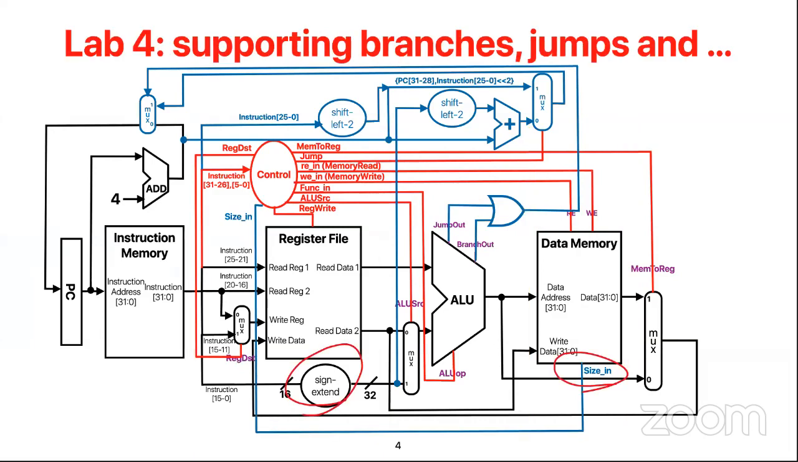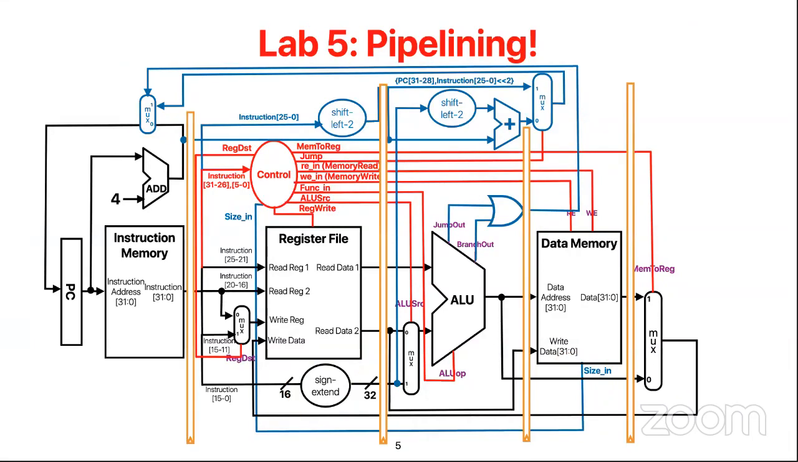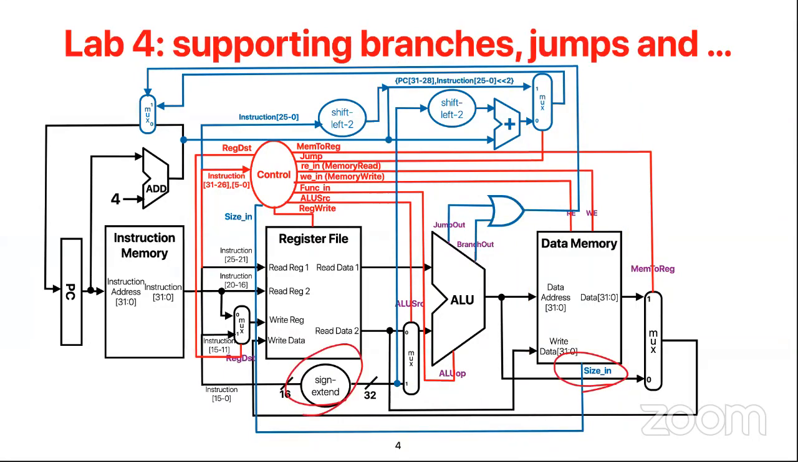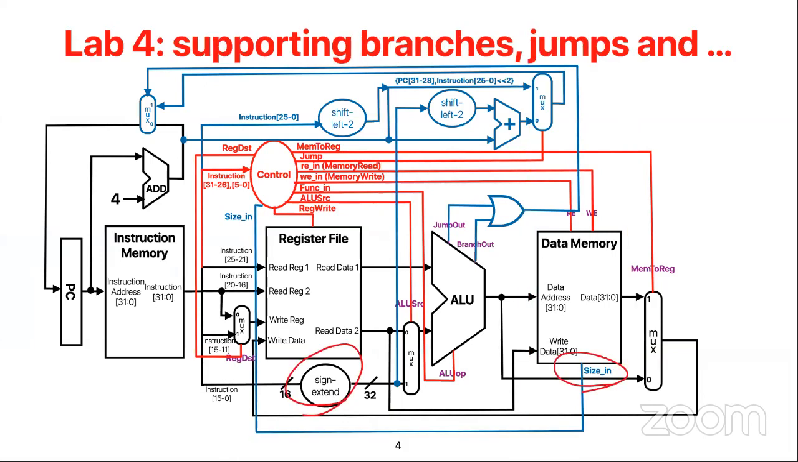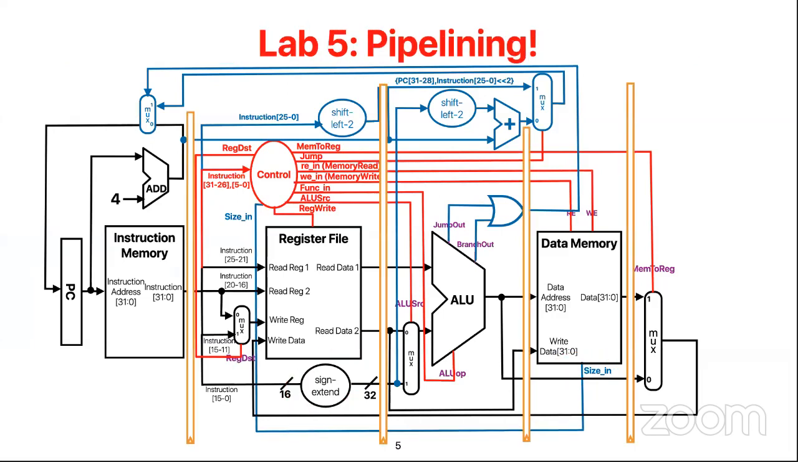For lab 5, the only goal is that we want to pipeline the processor, as you can see here. Previously we have learned that if you want to pipeline a processor, this is what you need to do: you add pipeline registers. However, is that simple?